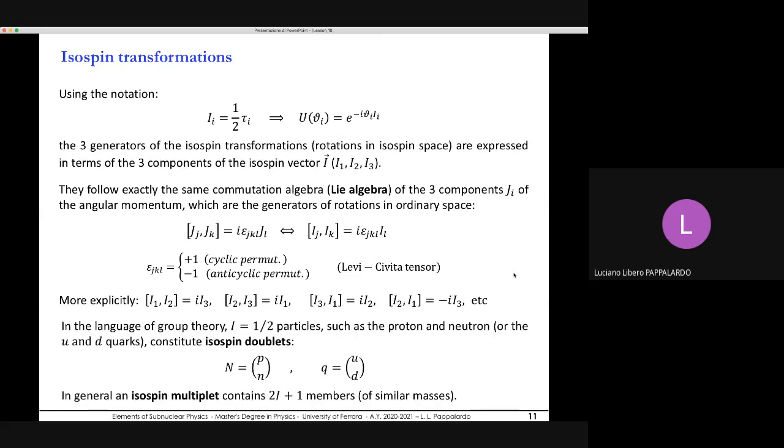Now, in the language of group theory, I = 1/2 particles, such as the proton and the neutron, or equivalently, the up and the down quarks, constitute isospin doublets, okay? And in general, an isospin multiplet contains 2I + 1 members. So if I is 1/2, as for the nucleon or the up and down quarks, then you just get 2 members, which have to have similar masses, ideally equal masses.